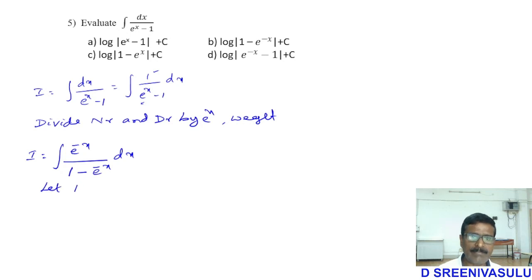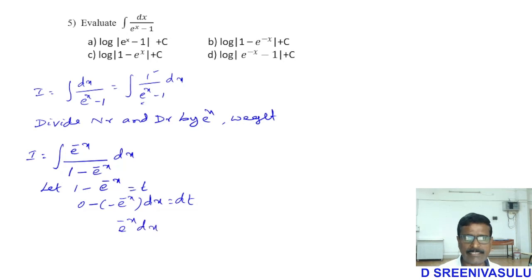Let 1 minus e power minus x is equal to t. Then differentiating, what we will get? 0 minus e power minus x, that is minus e power minus x dx, is equal to dt. This is equal to e power minus x dx is dt.